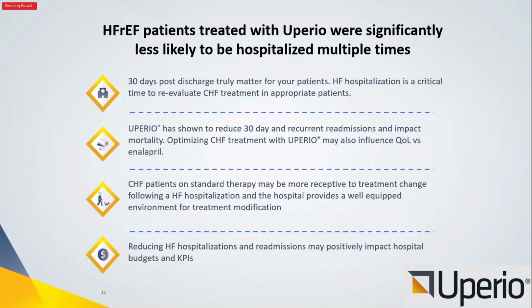So when we reduce hospitalizations and readmissions, obviously we are going to reduce patient expenditure. We are also going to improve bed space availability, and we'll be able to meet our key performance indices in terms of the quality of care we are giving our patients. Next slide.